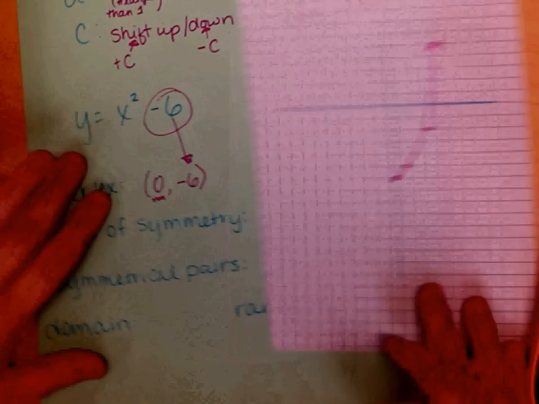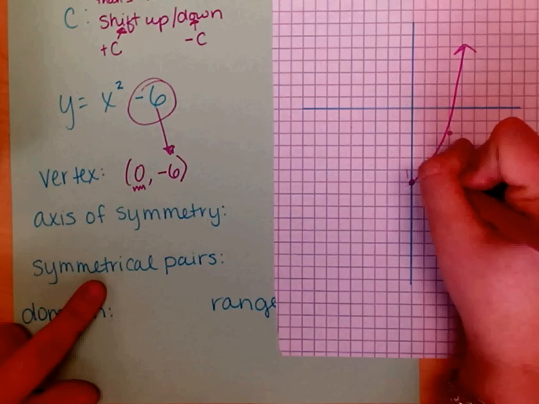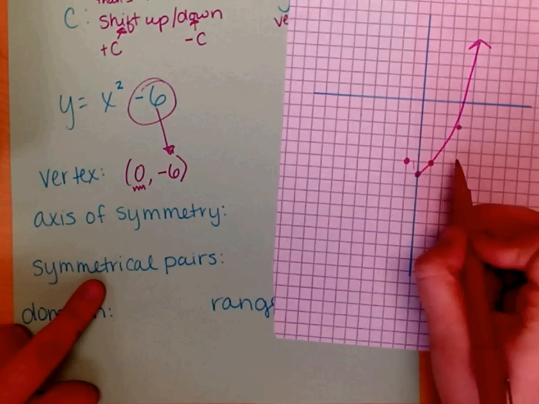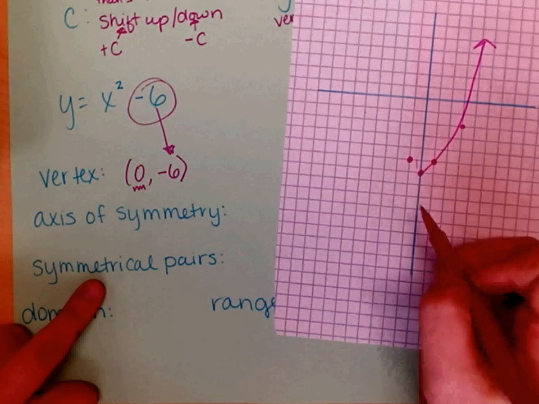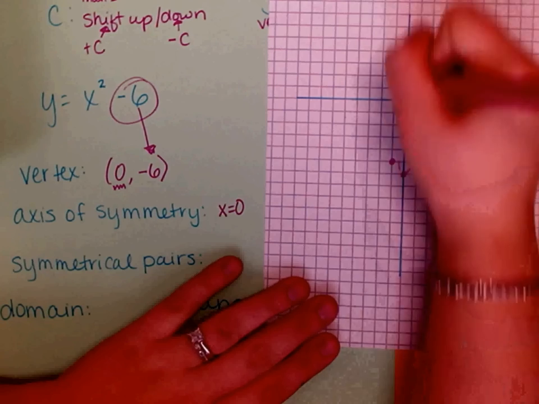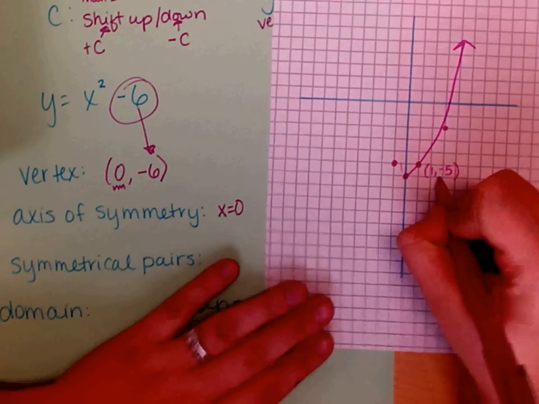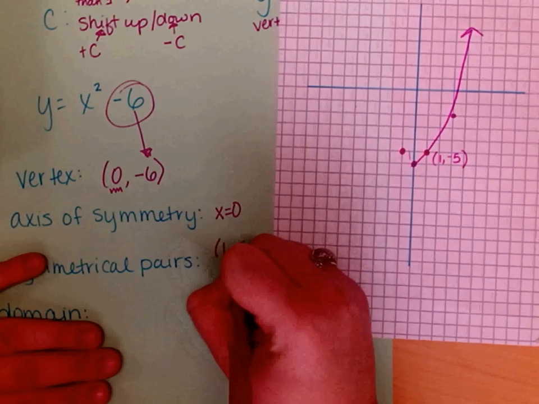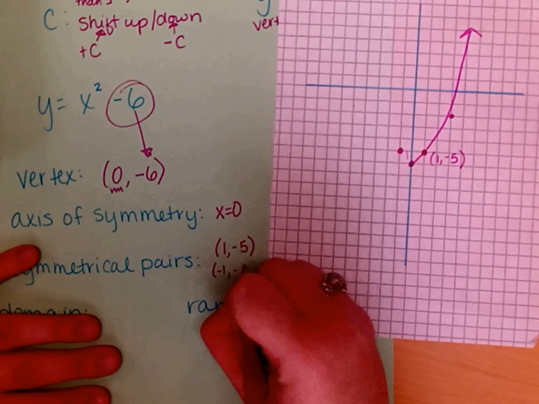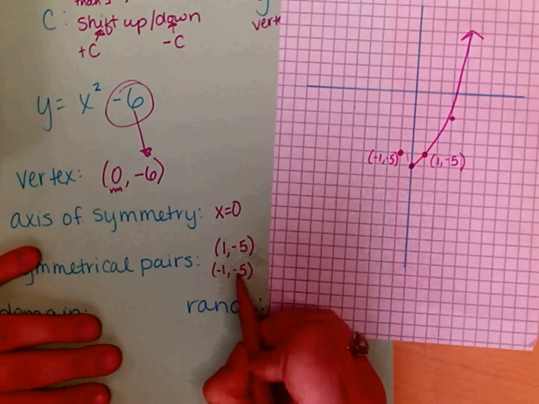So that's where the symmetrical pairs comes into play, okay? If I know one pair, you need to be able to say its symmetric pair. The symmetric pair is just the exact opposite. Remember, your axis of symmetry is always going to be x equals 0. That's that invisible line that cuts your parabola in half. So if I have the point 1, negative 5 over here, that can be one of my pairs. Its pair is negative 1, negative 5. You notice the only thing that's changing is your x value. Okay, your y value stays the exact same.